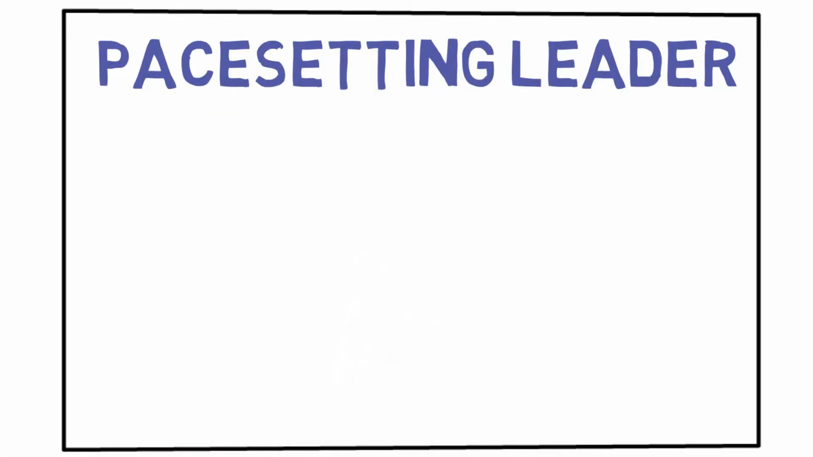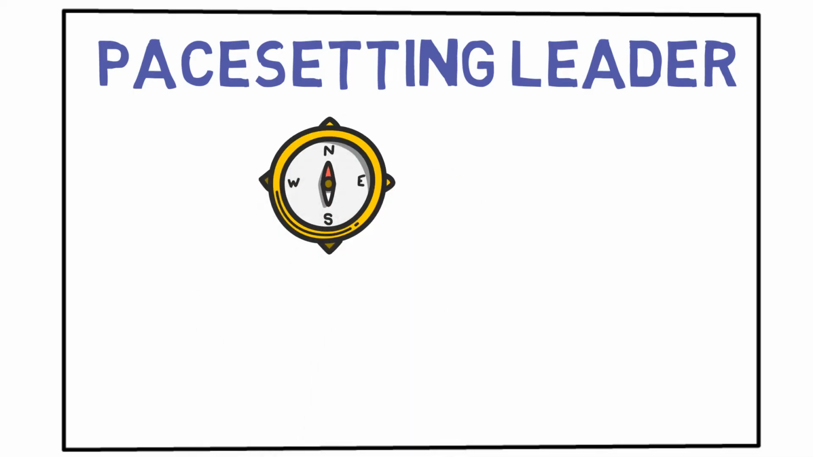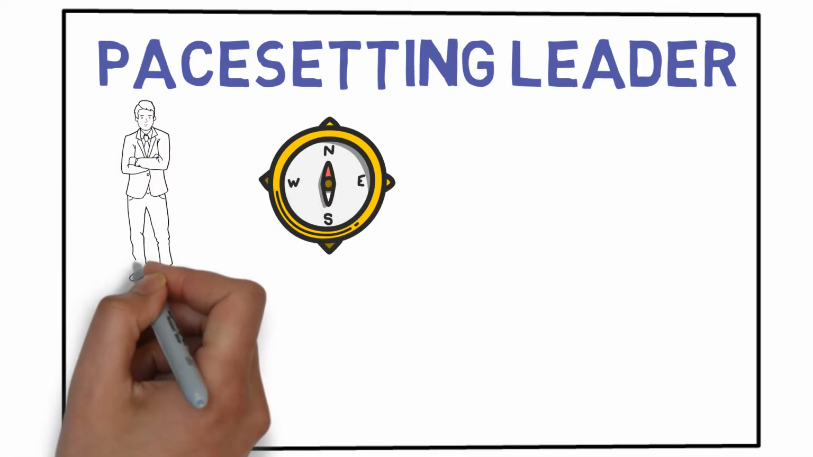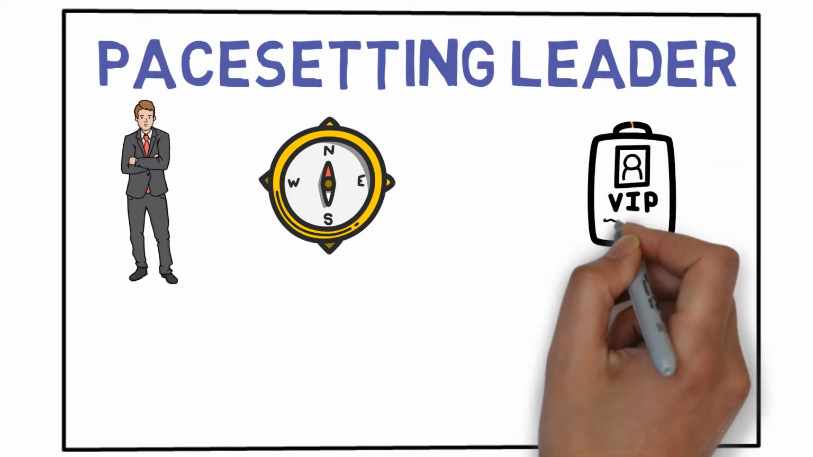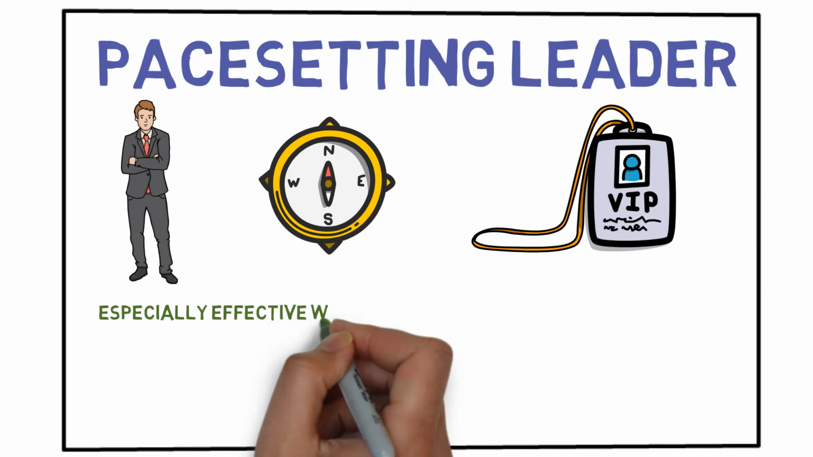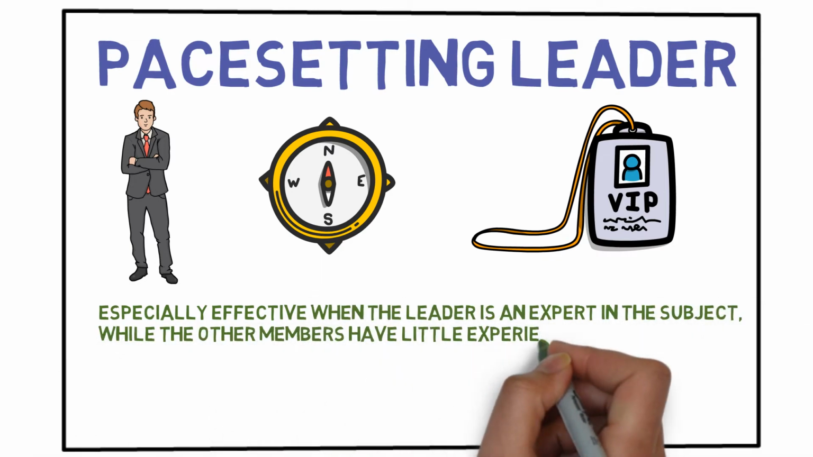Pacesetting leader. The role of a pace-setting leader is to set a direction and ensure it is maintained. They set themselves as an example, always seeking to act as a model. It is generally used by people who like to feel like protagonists. This type of leadership is especially effective when the leader is an expert in the subject, while the other members have little experience in it.